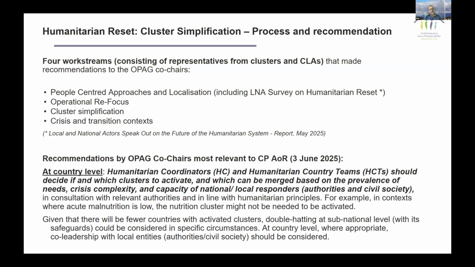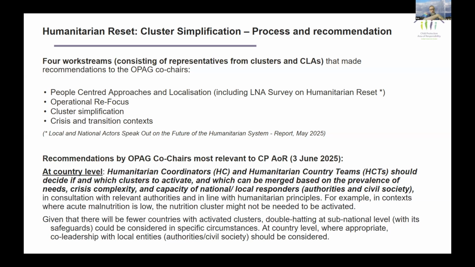Then the third group looked at cluster simplification, and I will tell a bit more about that, which is what I mentioned before, with the co-chairs that were looking at cluster simplification. But this cluster simplification was really looking at, okay, we have 11 clusters. Do we need all of them? We have 4 AORs in a protection cluster. Do we need all of them? And really trying to see where we could streamline the cluster system in terms of the clusters themselves.